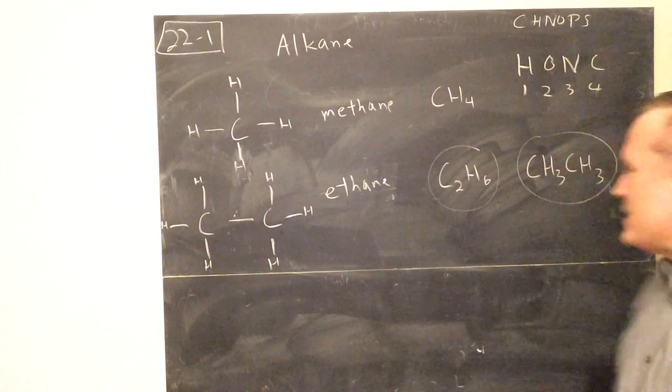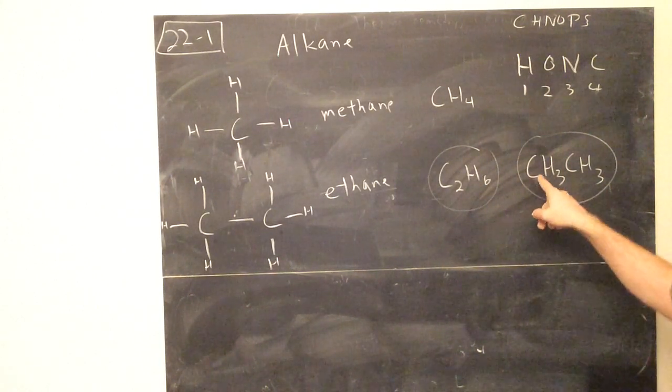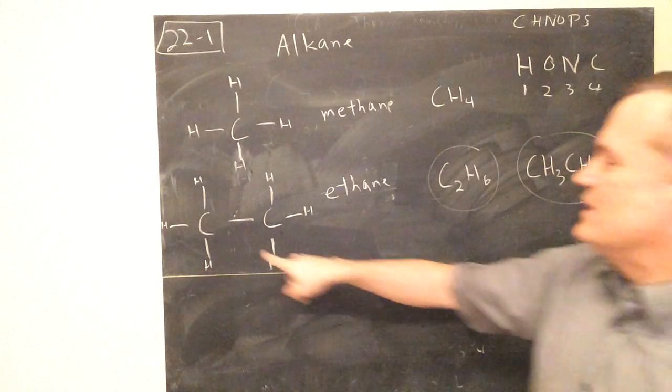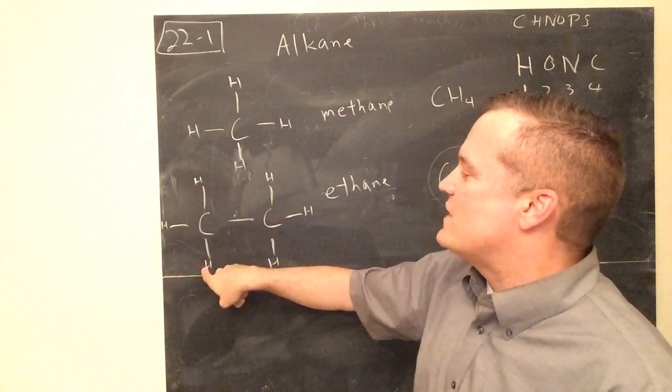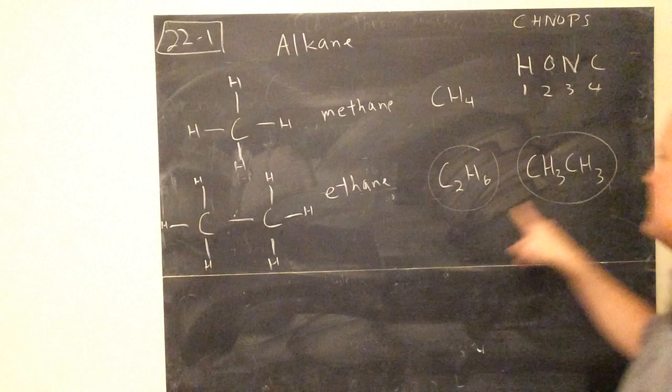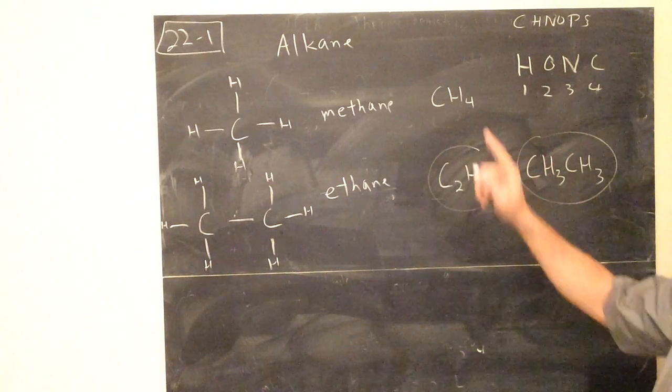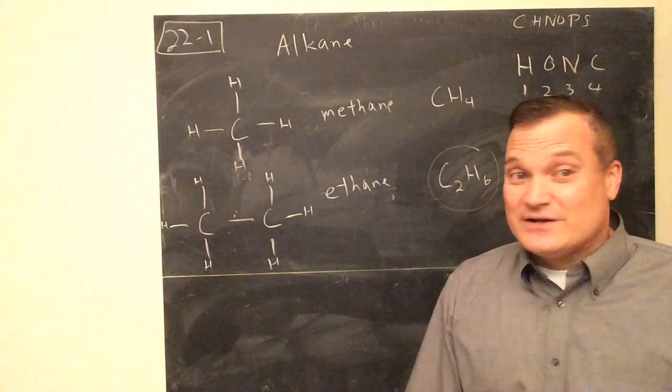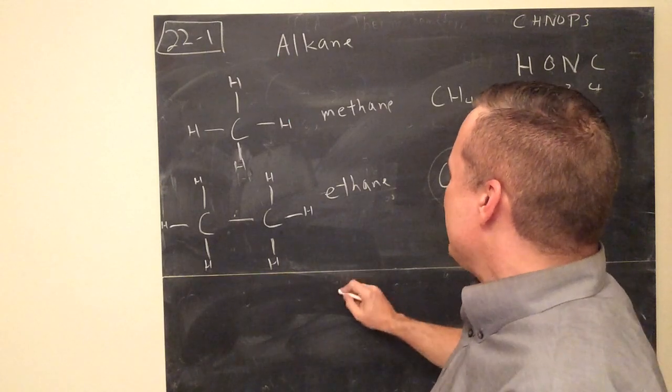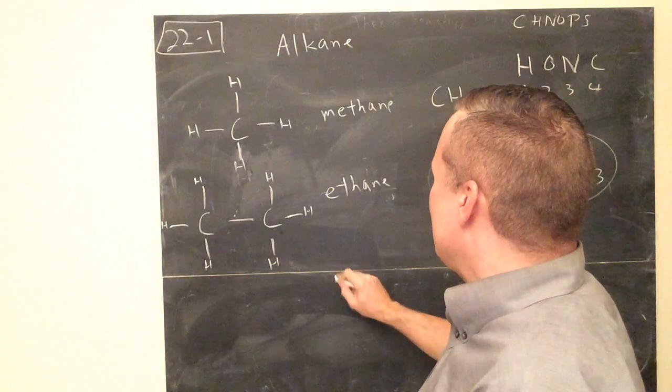Now, why would you want to write it that way? This kind of shows you the structure. Like the first carbon has 3 H's on it. The next carbon also has 3 H's on it. So that's how you can do it. So methane, ethane, and now we're going to go to propane. Propane is the third one, and I'll put it down here.